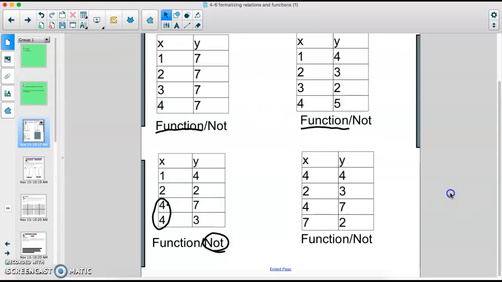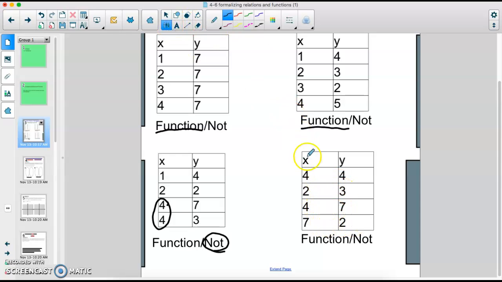And the last thing here. 4 goes to 4, 2 goes to 3, 4 goes to 7, 7 goes to 2. Is this a function? Well, again, we have 4 twice in the x column, and so no, it's not a function. Each x can only go to one y.